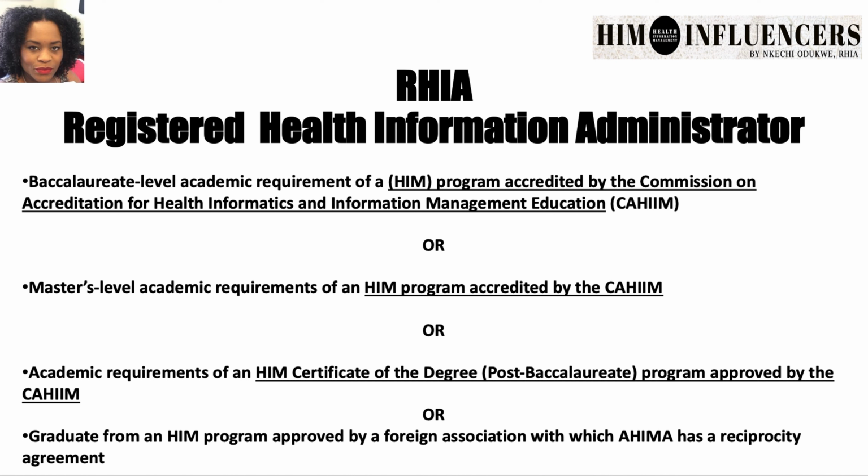The Commission on Accreditation for Health Informatics and Information Management is the association that guides all things in reference to getting this credential. The third thing is being a student in an academic required program or health information management certificate or degree. So you can obtain that post-baccalaureate certificate as long as it's in an approved program by CAHIIM. And the last option is to be in a graduate program, HIM of course, and then make sure that it is approved by a foreign association in relation to CAHIIM.